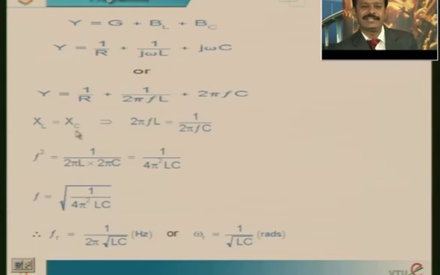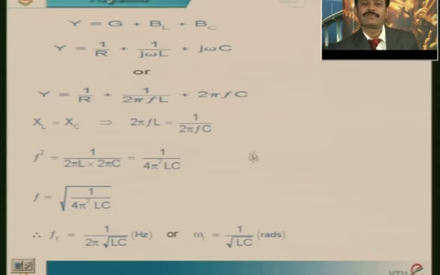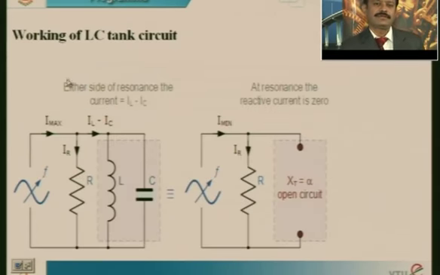Under resonant condition, XL is equal to XC, and 2πfL is equal to 1 by 2πfC. If you compute this, again we are getting the same expression as series resonance. fR is equal to 1 by 2π root LC in terms of Hertz, or ωR is equal to 1 by root LC in radians. So, how does the LC tank circuit perform?